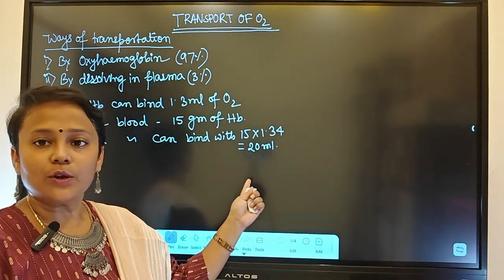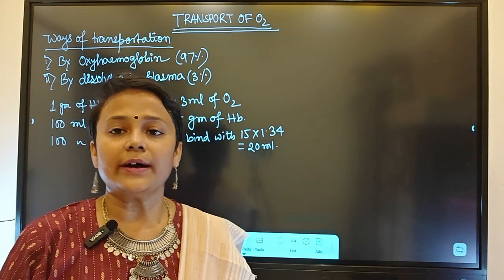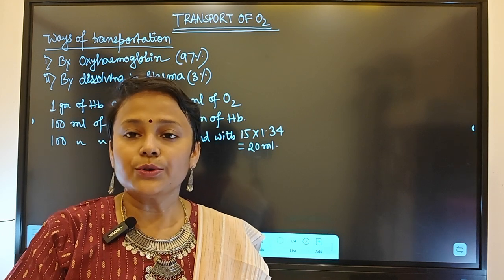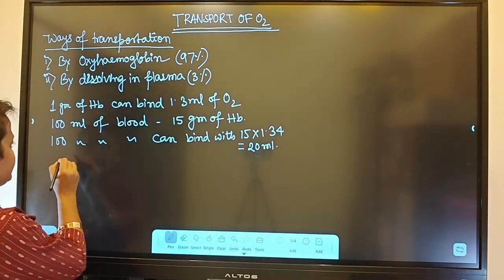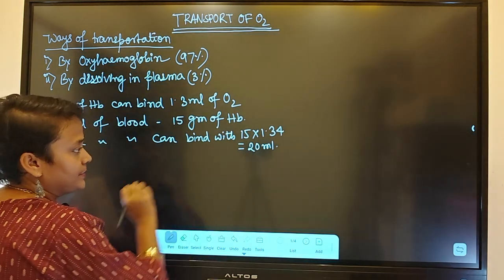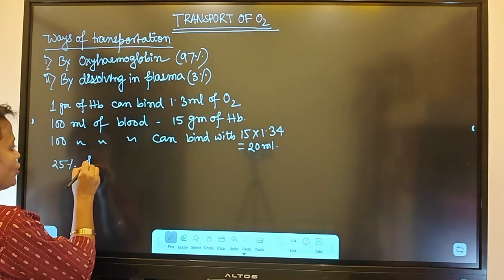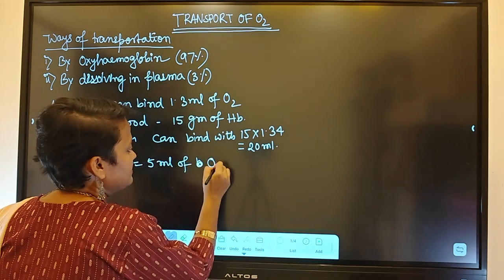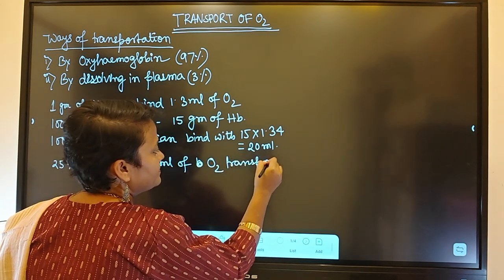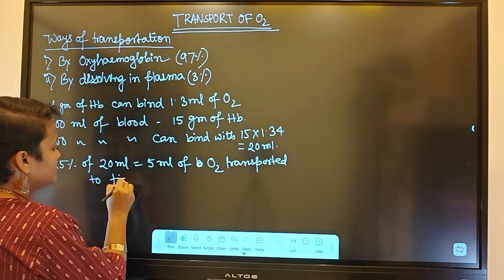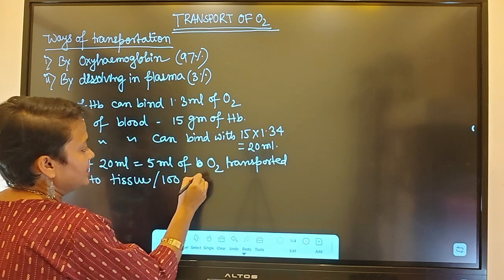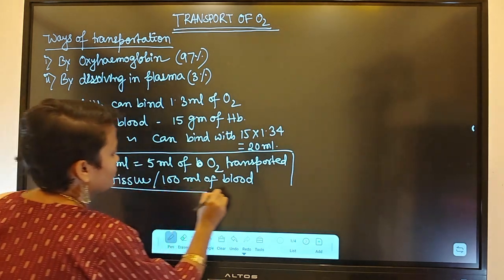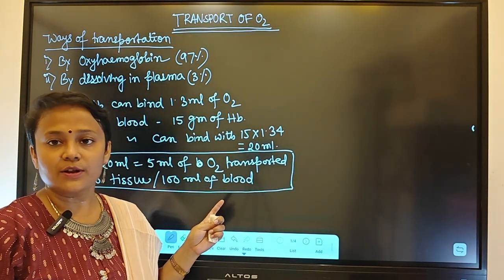Now 20 ml, the blood cannot transport to the tissue. Only 20 to 25% of the total oxygen which is bound to the hemoglobin will be transported to the tissue. So here we can write 25% of 20 ml means only 5 ml of oxygen will be transported to tissue per 100 ml of blood. Very important data. Okay. For oxygen it is 5 ml, for carbon dioxide it is 4 ml.